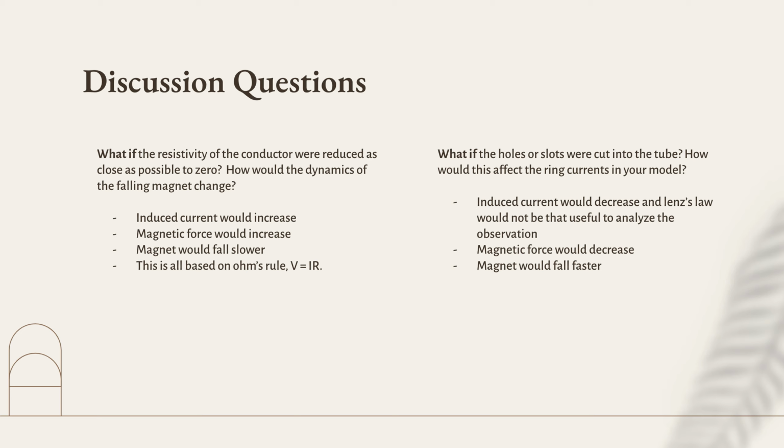The second what-if question asks what would happen if the tube had holes or slots. Holes or slots in the tube would decrease the induced current, and Lenz's law would not be useful to analyze the observation in this case. This would lead the magnetic force to decrease as well, thus making the magnet fall faster.